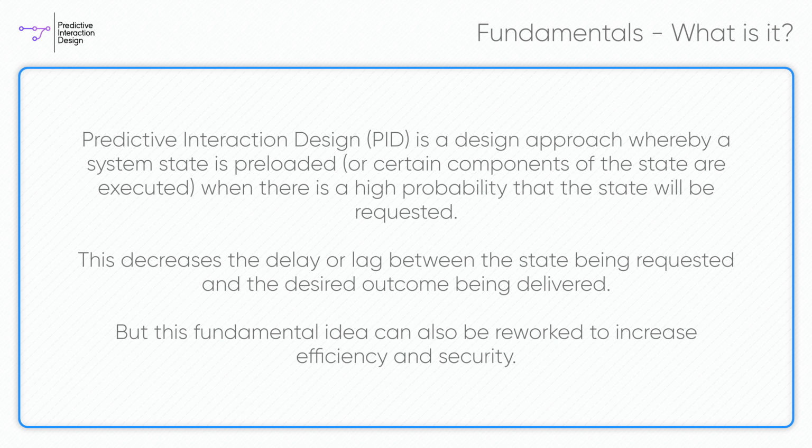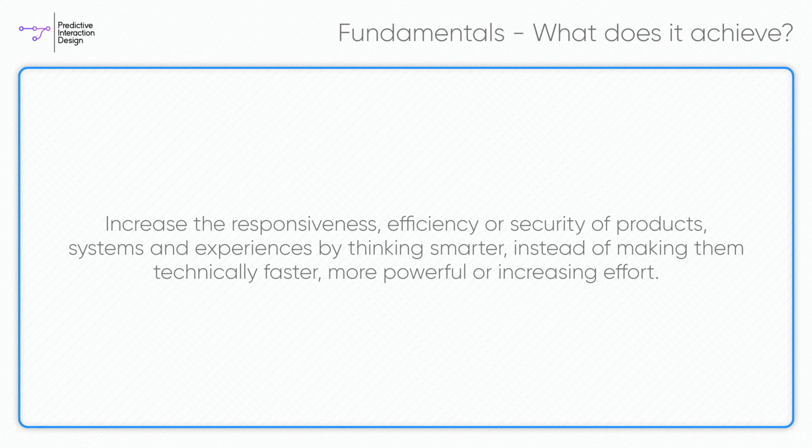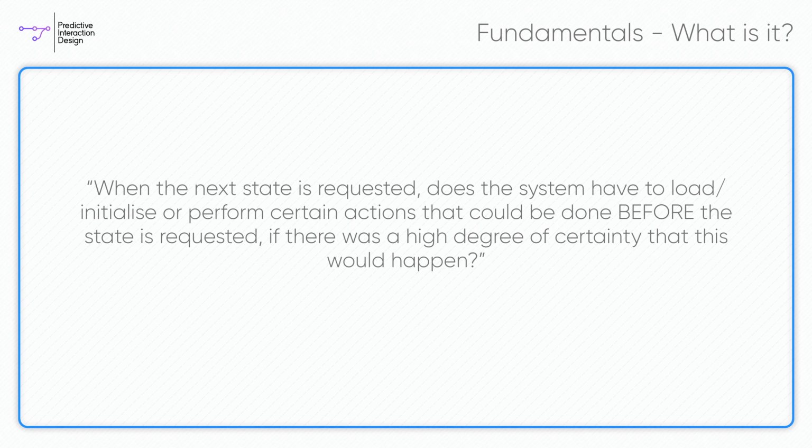But this fundamental idea can also be reworked to increase efficiency and security. Now, the goal of predictive interaction design is to increase the responsiveness, efficiency, or security of products, systems, and experiences by thinking smarter instead of making them technically faster, more powerful, or increasing effort. So, let's approach this by asking ourselves a question. When the next state is requested, does the system have to load, initialize, or perform any certain actions that could be done before the state is requested if there was a high degree of certainty that this would happen?